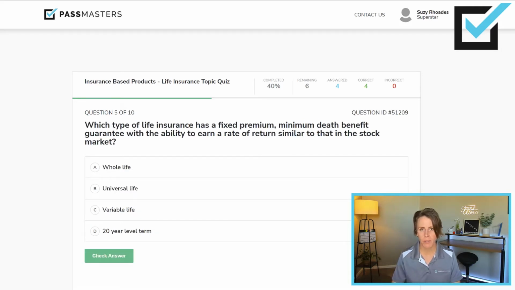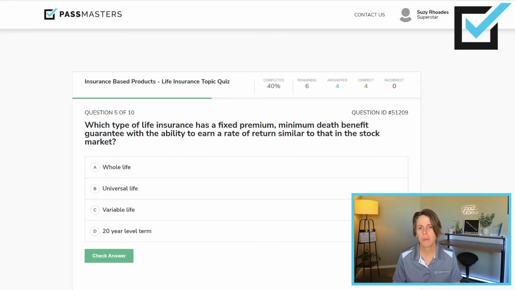Which type of life insurance has a fixed premium, minimum death benefit guarantee with the ability to earn a rate of return similar to that in the stock market? Whole life, universal life, variable life, or 20-year level term? So rate of return. Does term have a rate of return? Never. It's pure protection. Universal life is tied to interest rates, so it's not that.